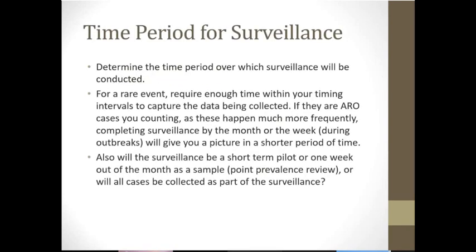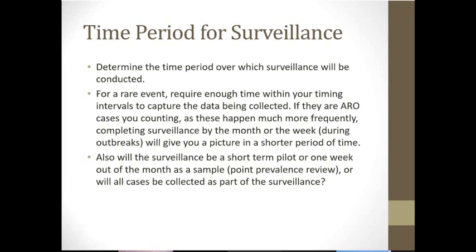Time period for surveillance. Now, this might not make sense to you if you've been doing routine surveillance for a long time and you've always been doing it the same way. But sometimes when you do surveillance on a rare event, you have to collect your data over a longer period of time. However, if you're doing surveillance on something that happens much more frequently, you can do surveillance in a shorter period of time, such as a month or a week. Whereas for the rare event, you might be looking at a quarter, like 3 months or 6 months at a time, sometimes even a year to determine what your rates are.